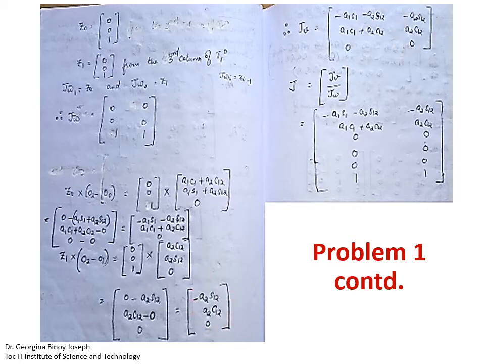What is J? J is JV, J omega. So, arrange this over here on the top. The first 3 rows and 2 columns are coming from JV. And the next 3 rows and 2 columns are coming from J omega. So, this is the Jacobian for the 2-link planar manipulator.